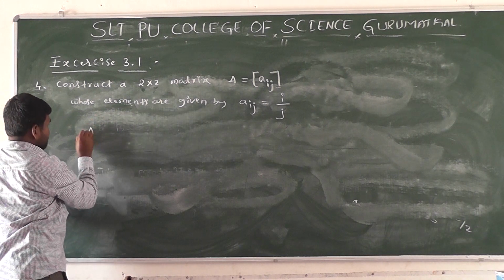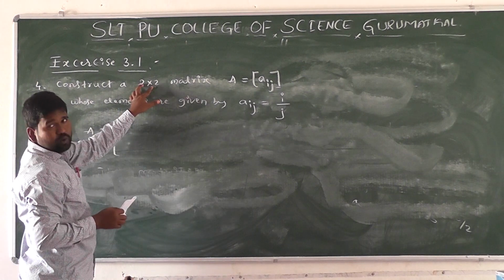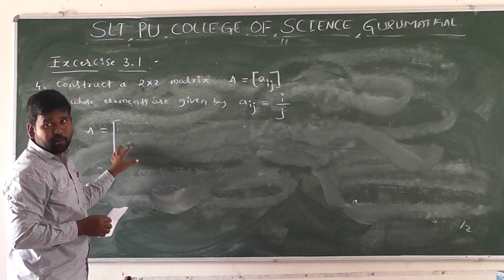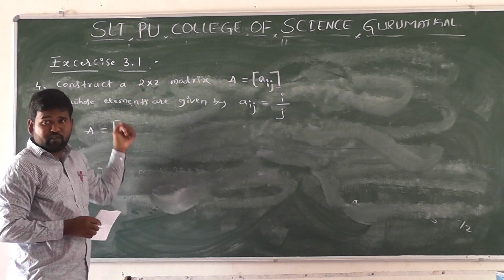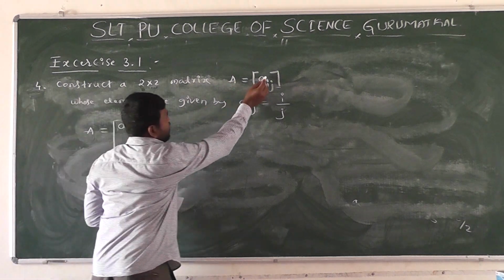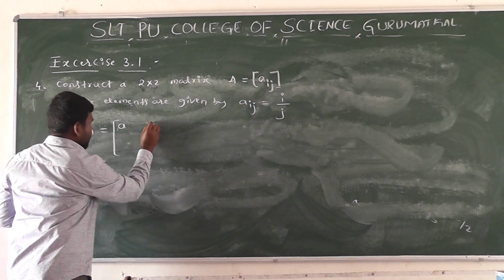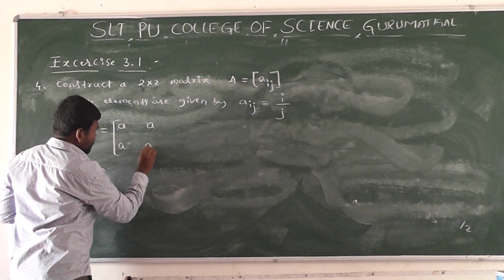Here the matrix is given as A equal to. How to construct it? First, the 2 cross 2 order. 2 cross 2 order means how many elements are present in the matrix? 4 elements are there, right? The number of elements present in the matrix is given by the order of the matrix. What is the element given here? A. First we have to write 2 rows and 2 columns.